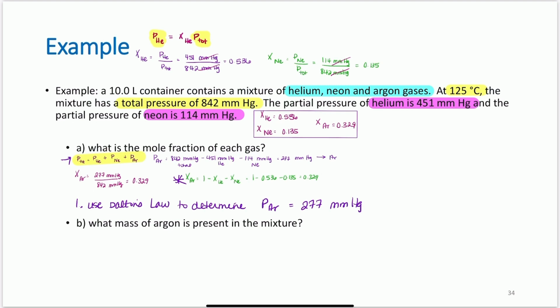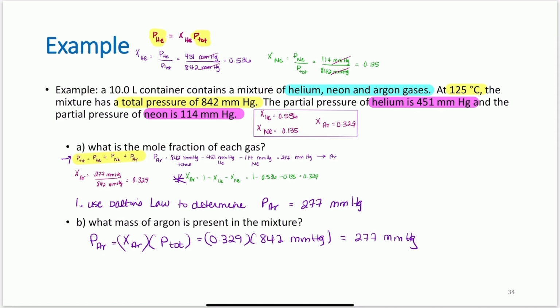You could also solve this by saying, I know that the pressure of argon is equal to the mole fraction of argon times the total pressure of the system. So 0.329, which is my mole fraction of argon, times my total pressure of my system, 842 millimeters of mercury. And I would get the same answer, 277 millimeters of mercury. So whichever way you're more comfortable with, I don't care. Doesn't bother me either way, but pick which way makes more sense to your head.